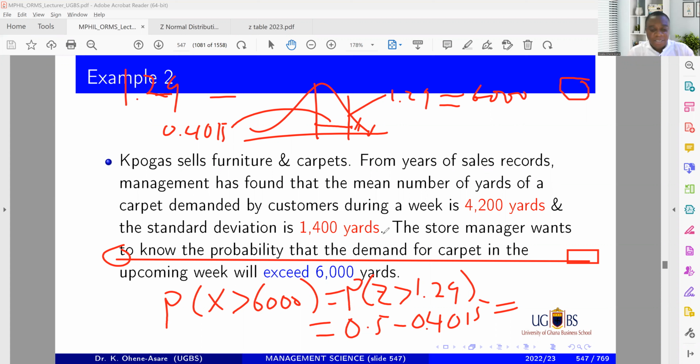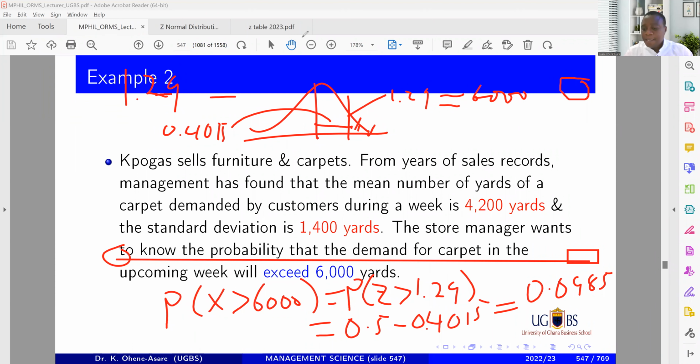So you take a calculator and do 0.5 minus 0.4015. What does it give you? That is 0.0985. That is your answer.